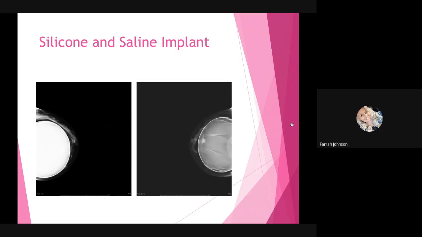So, when evaluating silicone and saline implants, know that they will look drastically different. A silicone implant is going to be much more dense. Silicone in general has a higher atomic number than saline, which is why it appears so much brighter. Whereas a saline implant is going to look similar to a water balloon. You're going to see crevices of the encapsulated borders, and it's a little bit more radiolucent as compared to silicone.